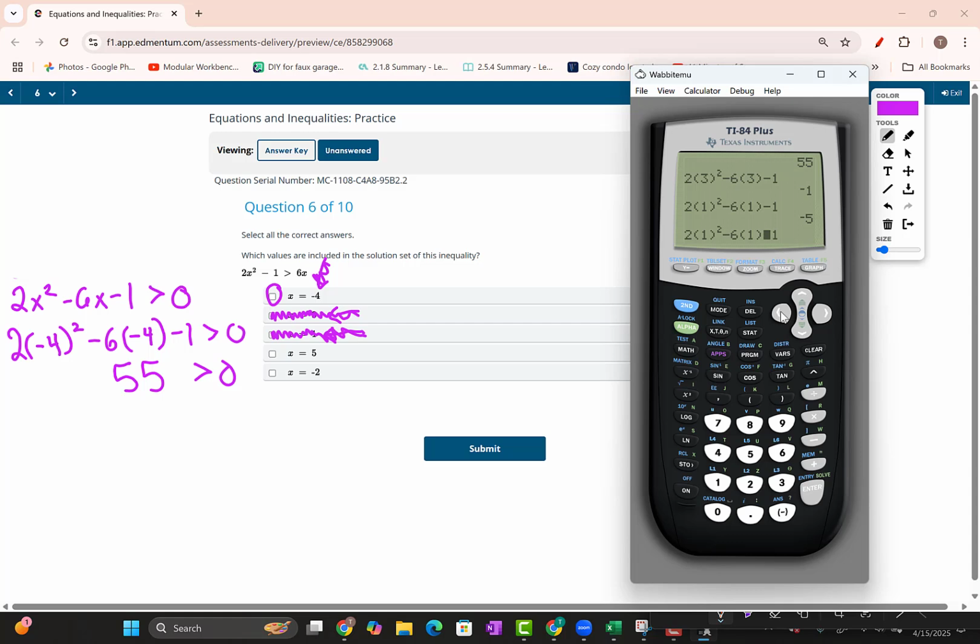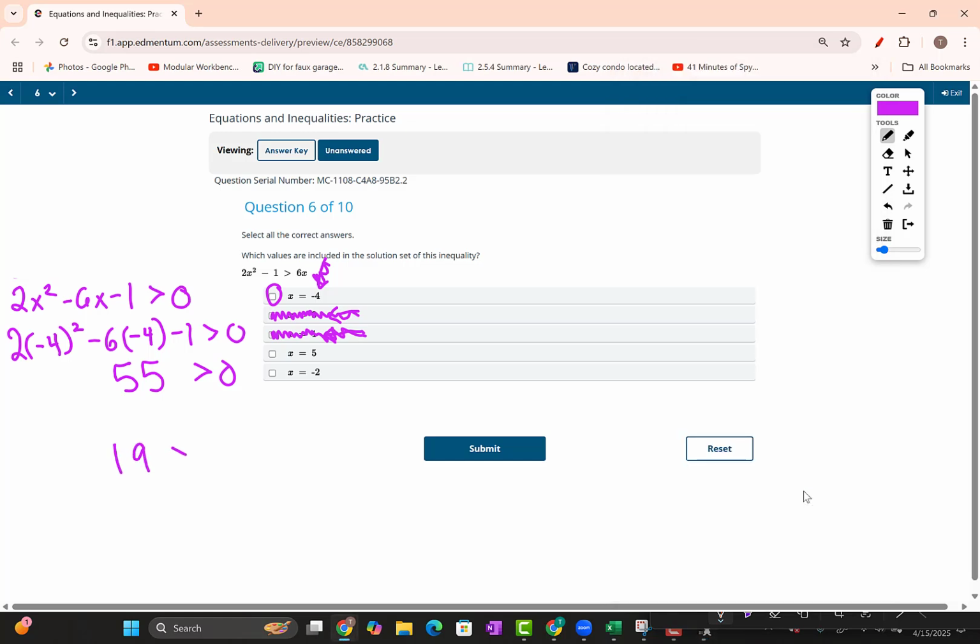This time we're going to replace +1 with 5. This time we've got a winner. We get 19, and 19 is greater than 0. So this answer choice works.